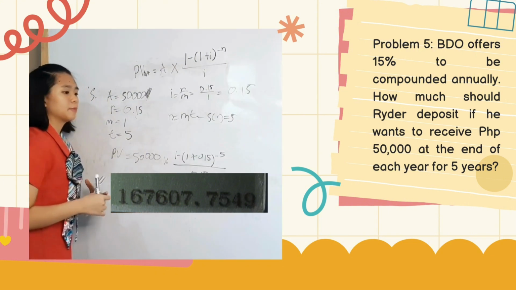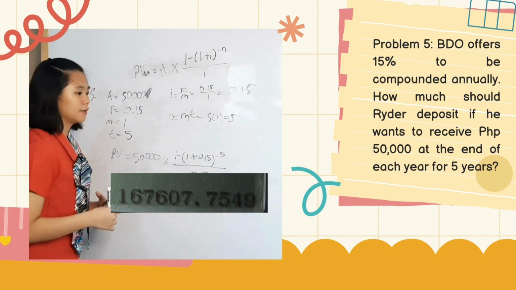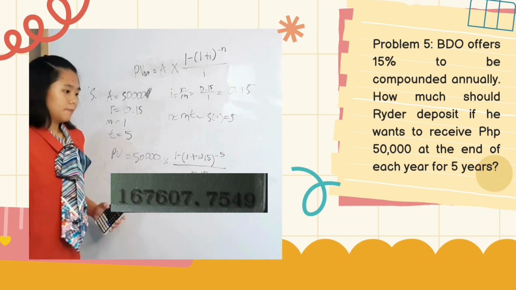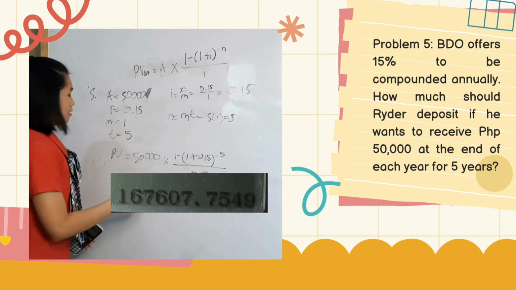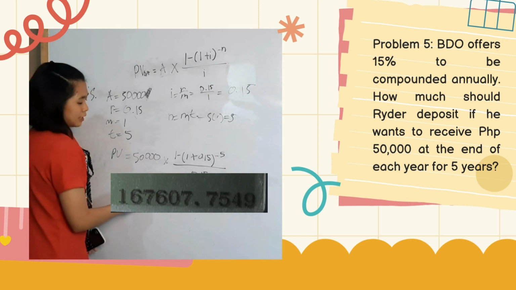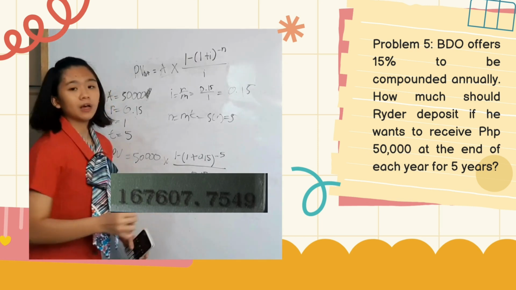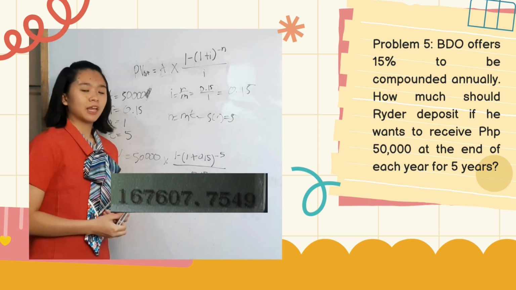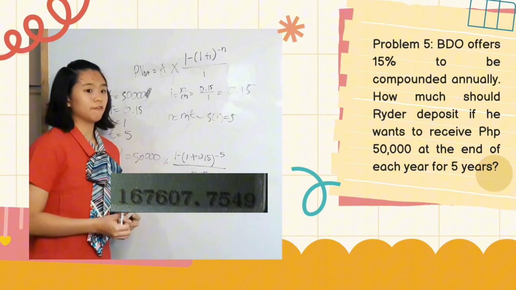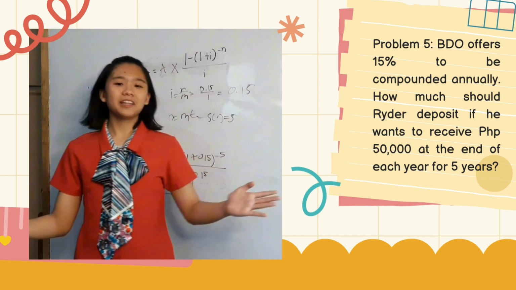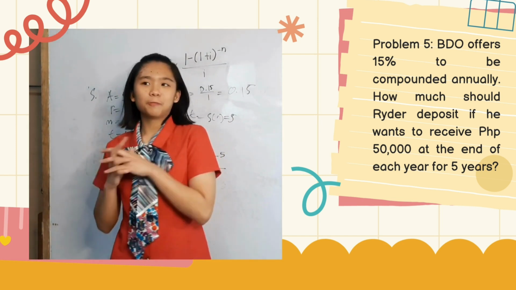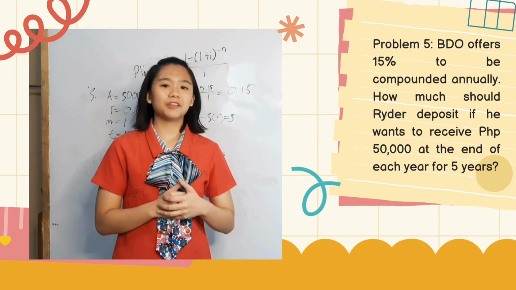How much should Rider deposit if he wants 50,000 at the end of each year for 5 years? So Rider should deposit 167,607.7549 if he wants to receive 50,000 at the end of each year for 5 years. Okay, now we're done for our 5 problems that involve compound interest and annuities.